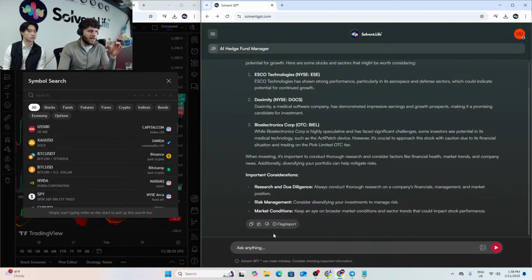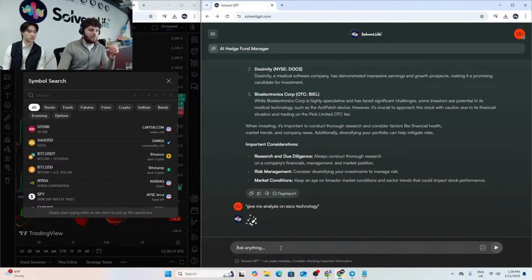So what we can say now, give me analysis on ESCO Tech. Let's just say technology. Now, once the software has done the analysis for us, we can actually go ahead and ask for entry and exit points. It's important to specify what we want to get out of this trade, for instance, what time frame we want to take this over. Once we include that information, the software will have no problem generating a tailor-made strategy for us to actually implement.